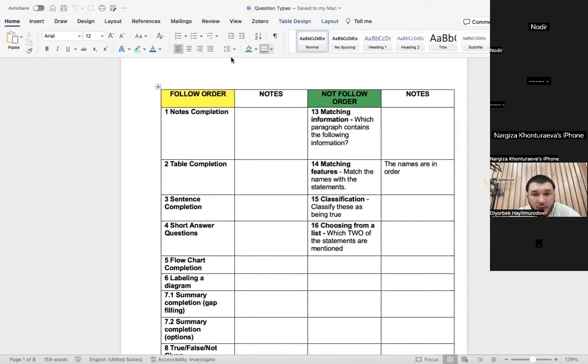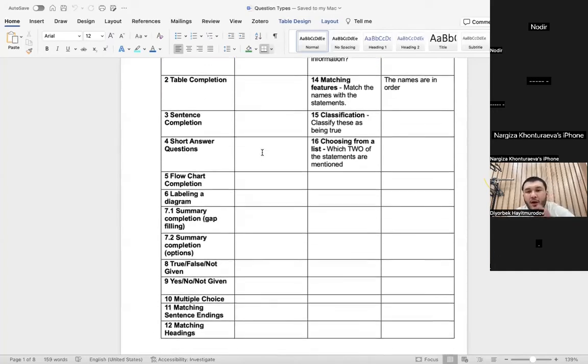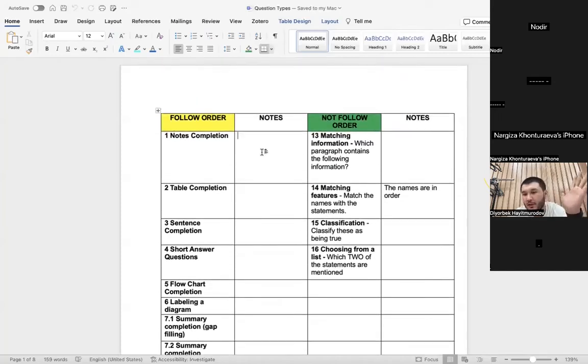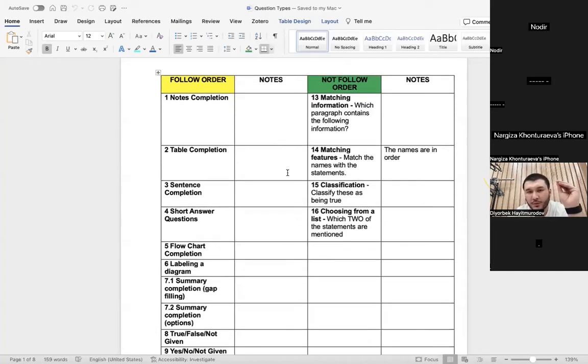Test format in what sense? We need to understand the test format from the point of view that there are question types. There are 16 question types. And as you can see, I divided them into two: those that follow order and those that don't follow order, right? That's the only thing that you need to know for this exam. When people say exam techniques and those kinds of things, we only mean this thing. That's the only thing that you need to know from a test point of view.